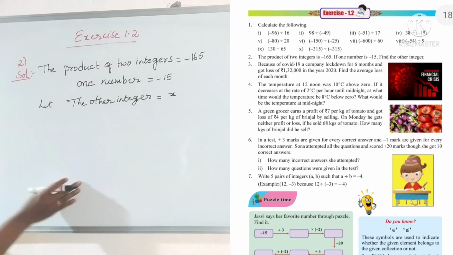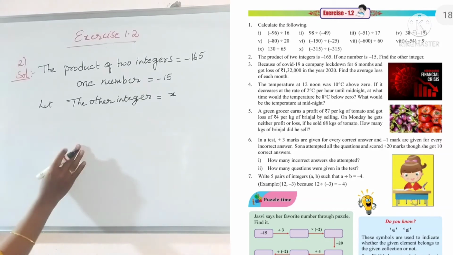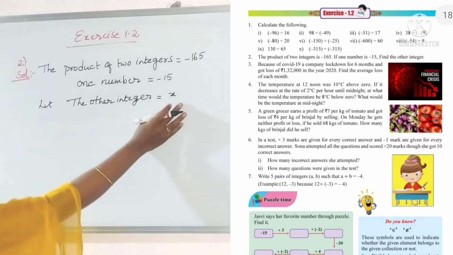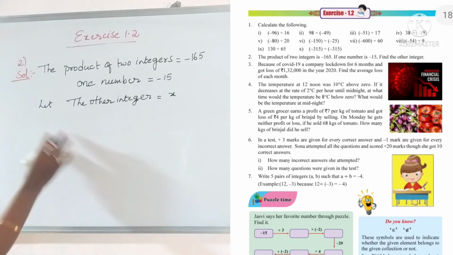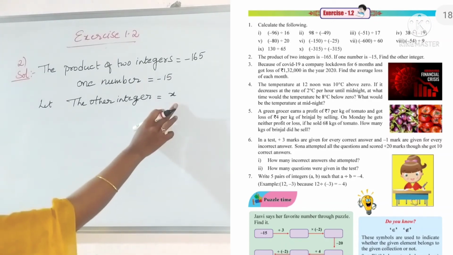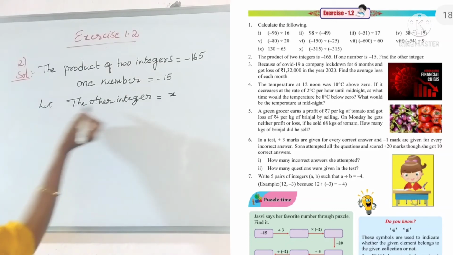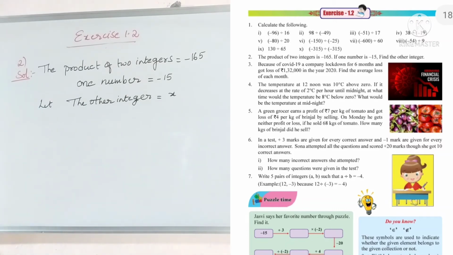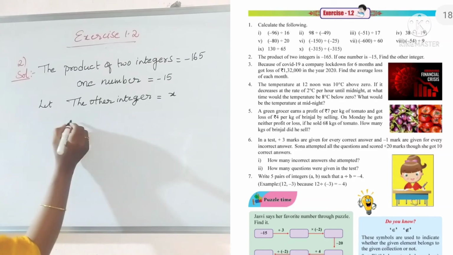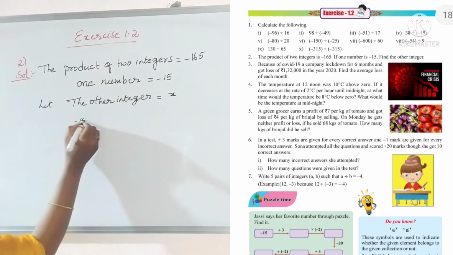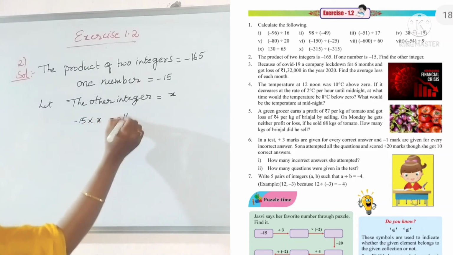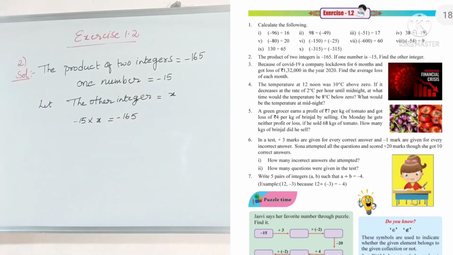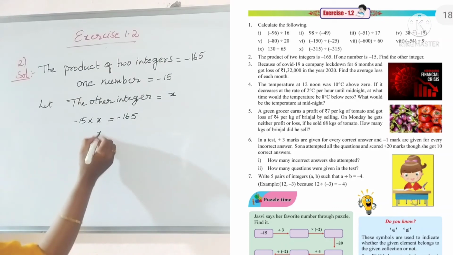So, the number which we have to find out, we are assuming, we don't know what that number is. So, we are assuming the second number is x. Let the other integer be x. Then the product of two integers: one is minus 15 and the other is x, is equal to minus 165. We have to find this x value.